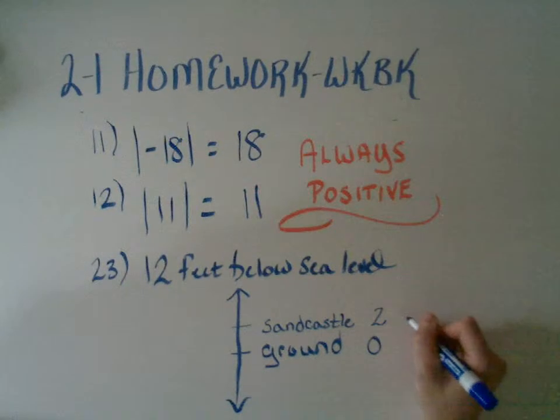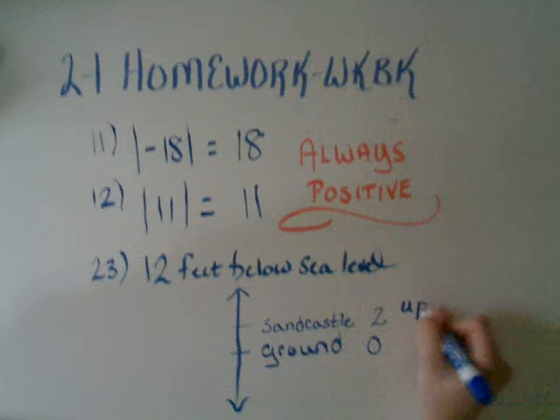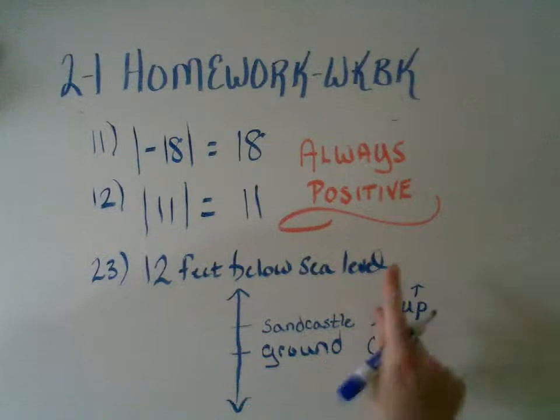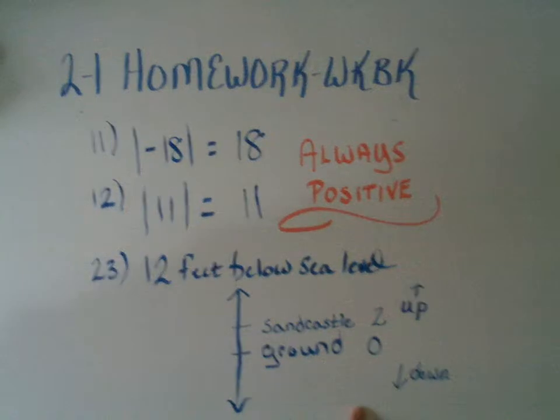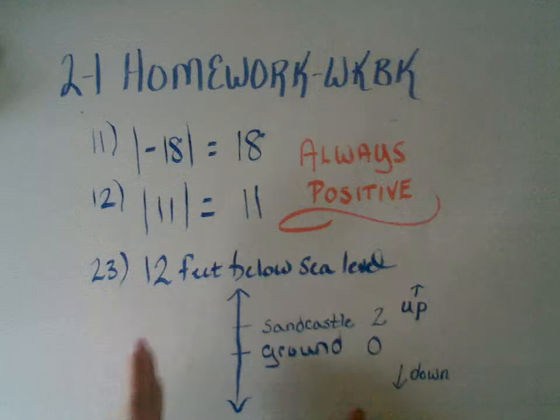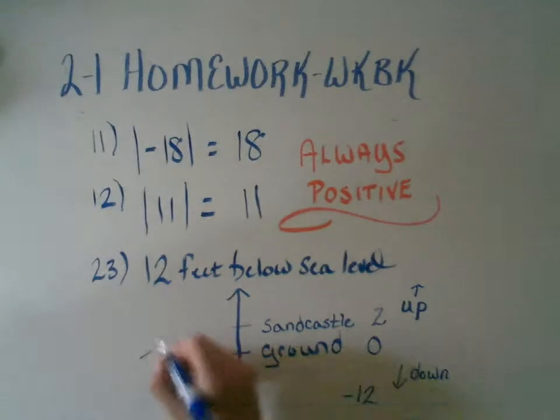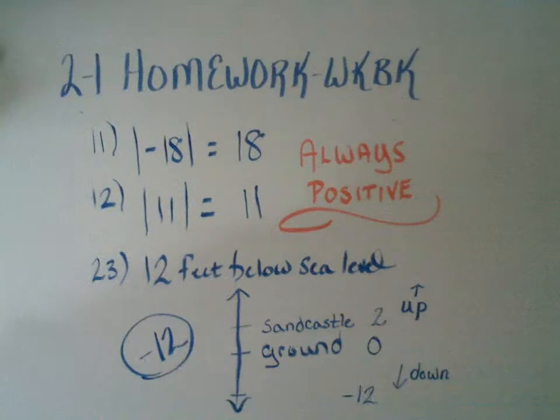All right? This way here, when I got on my sand castle, I was going up. Well, she went below the ground, below the water, so that means she's going down here. All right, and how far down did she go? She went 12 feet below the sea level here. So if these are positives going up, these obviously have to be negatives going down. So I took that number line that I'm so used to that goes left to right, and I flipped it so it went up and down. And so here, she's at 12, but again, it's down, so that's got to be a negative number. So my answer here to number 23 is negative 12.